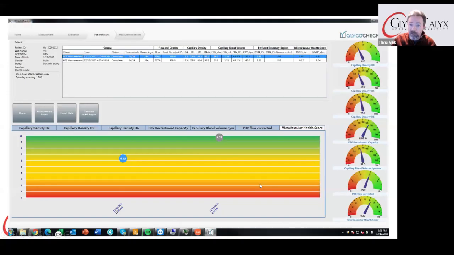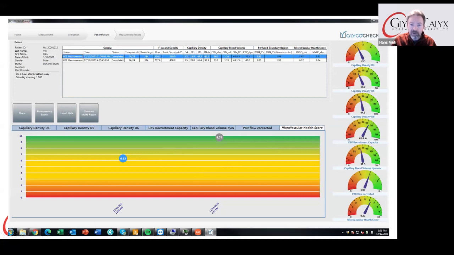I'm not sure if you've played already with the system, but if you do a measurement, at some point you will get a results screen, the patient screen, where you show your results. On the right-hand side, the different panels show the changes in capillary density. From top to bottom, it shows your density in the 4-micron capillaries, 5-micron capillaries, and the 6-micron capillaries. In the middle, it shows you the recruitment capacity.